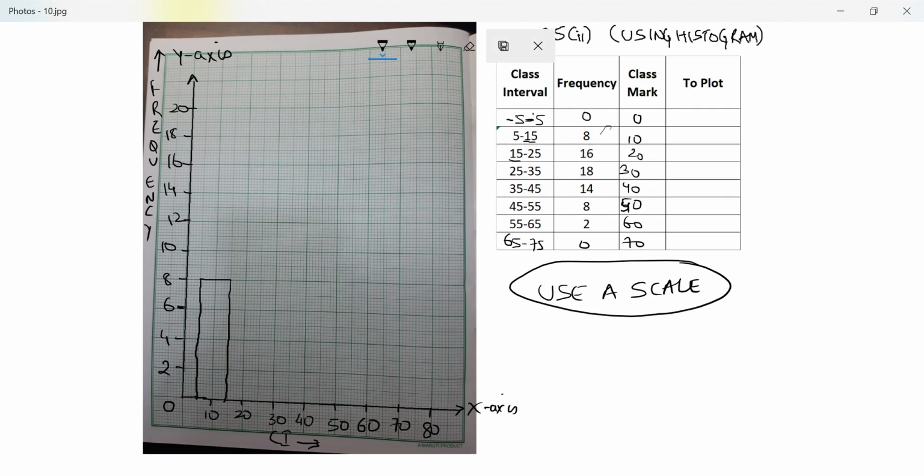Next is 15 to 25, which is 16. So this is going up to 16. And here in the middle, I will draw this using a scale, which I do not have. You will draw using a scale. Next is 25 to 35, going up to 18. Perfect. You will use a scale. Next is going up to 14, which is from here to here.